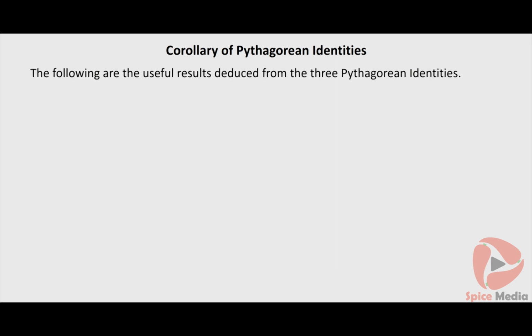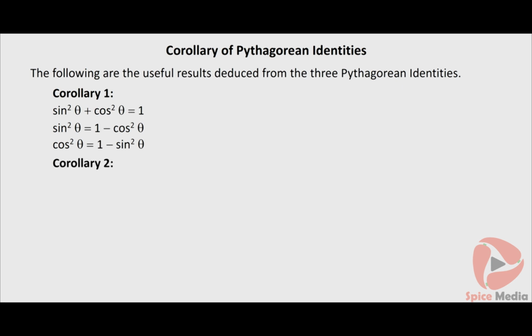Corollary of Pythagorean identities. The following are the useful results deduced from the three Pythagorean identities. Corollary 1. Sin squared theta plus cos squared theta is equal to 1. Sin squared theta is equal to 1 minus cos squared theta. Cos squared theta is equal to 1 minus sin squared theta.